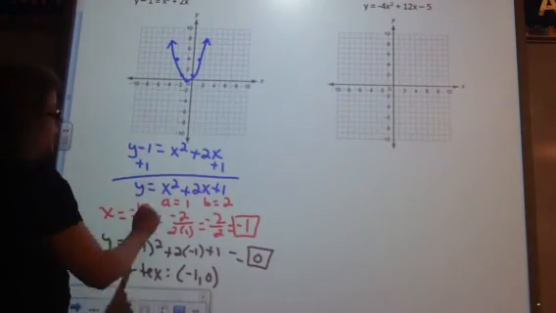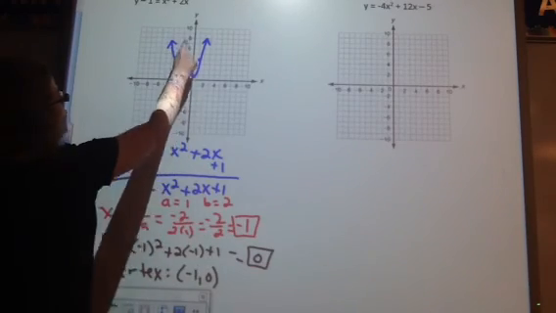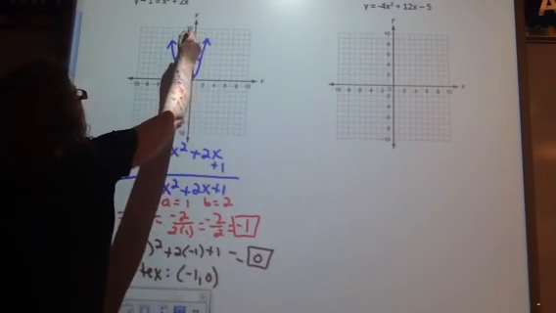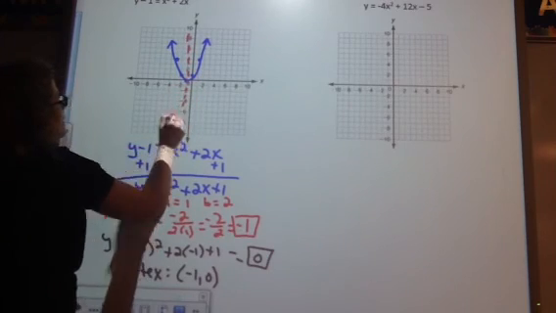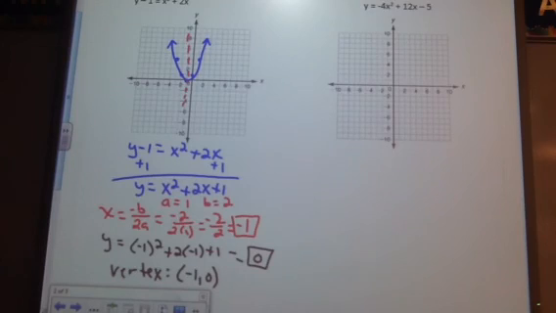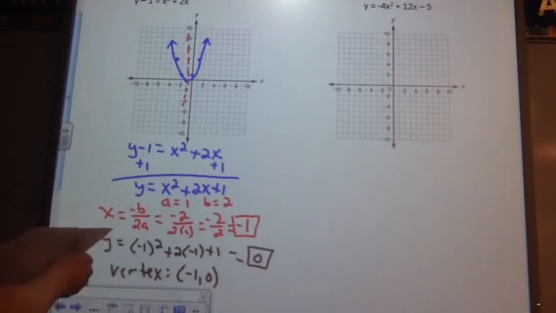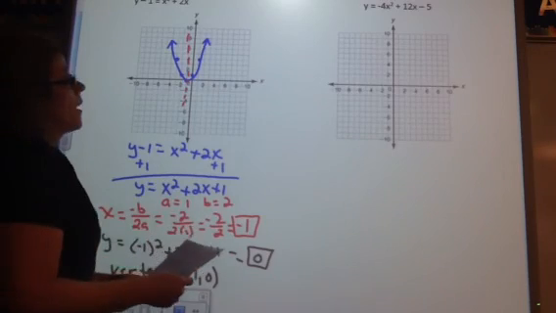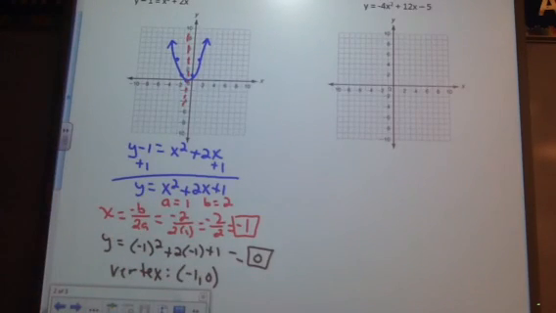Your axis of symmetry is your x-coordinate, -1. So if I were to draw my axis of symmetry, it would be right there. Okay? All right. I believe I'm going to stop to make sure I have enough time and do a part 2. So I'll see you in just a minute.